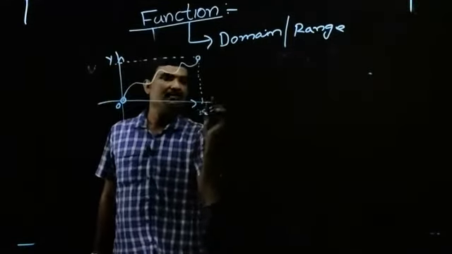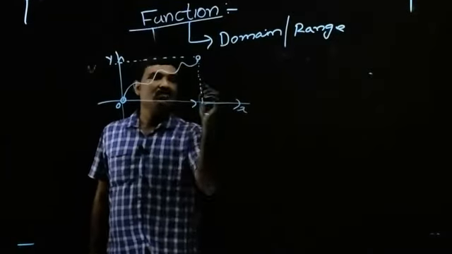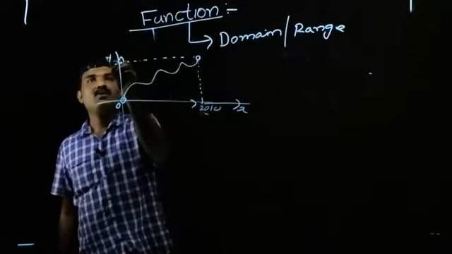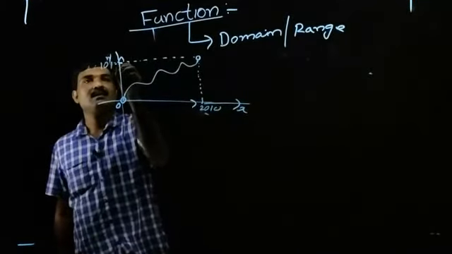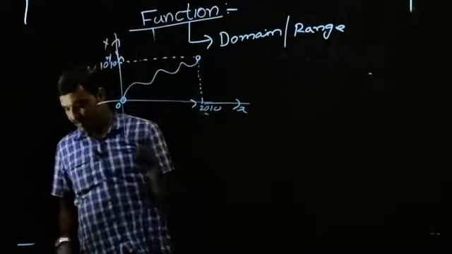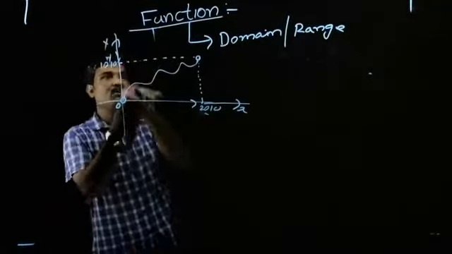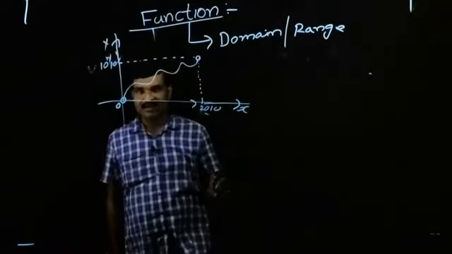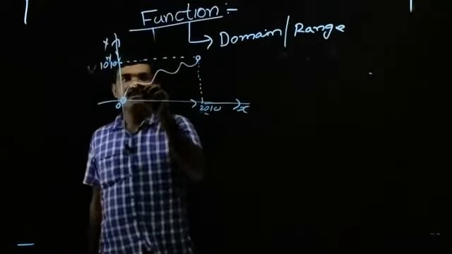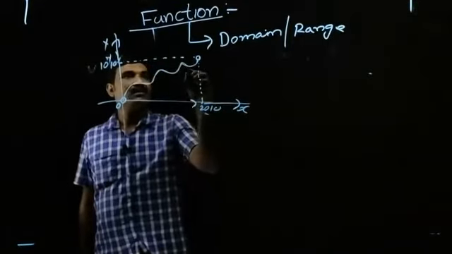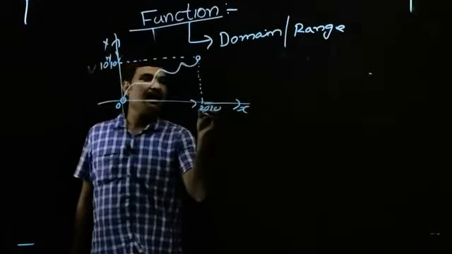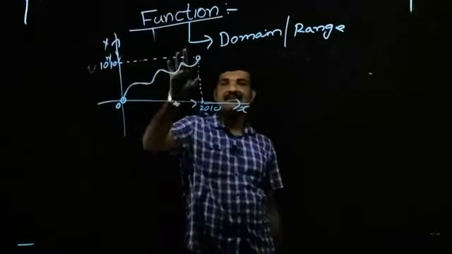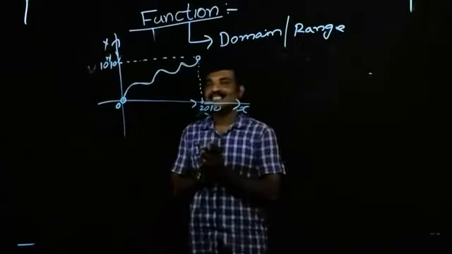Suppose I am giving the value of this point as 2010 and the value of this point, suppose some 1010. So we want to determine the domain and range of this function. This is a continuous graph. But at this point 0 and at this point 2010, we have an open circle. That means that point is excluded.